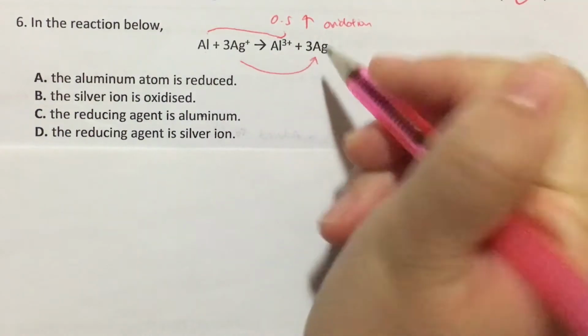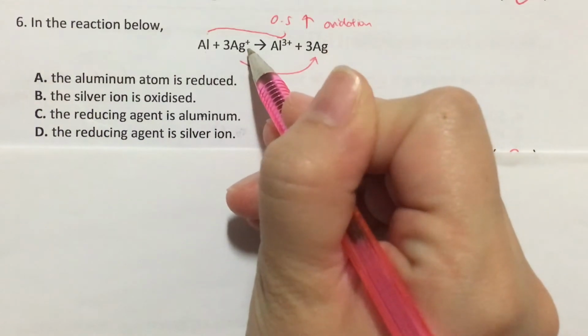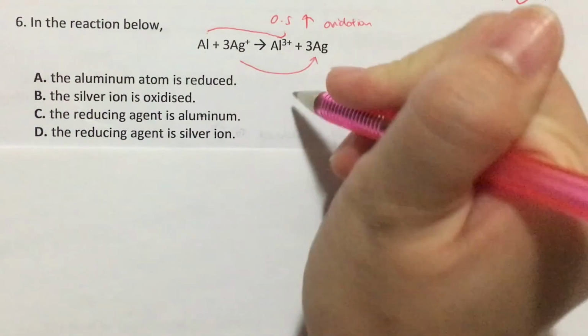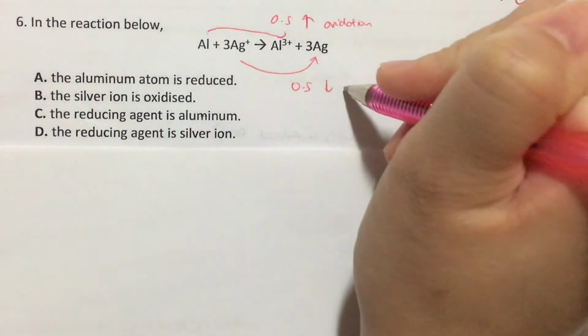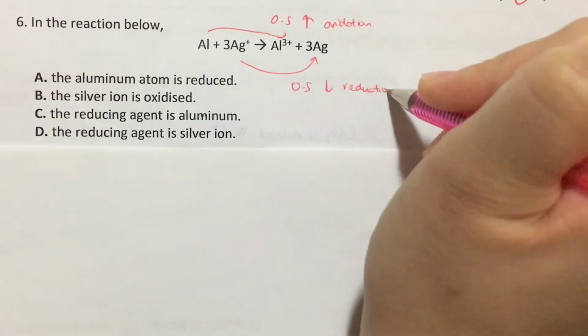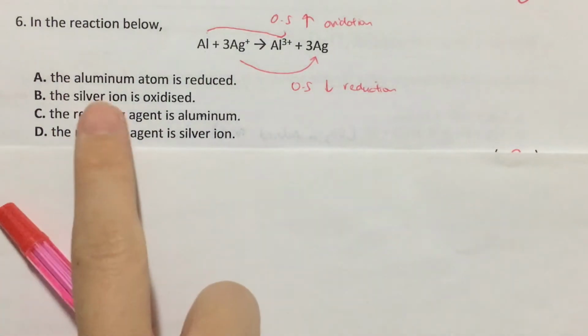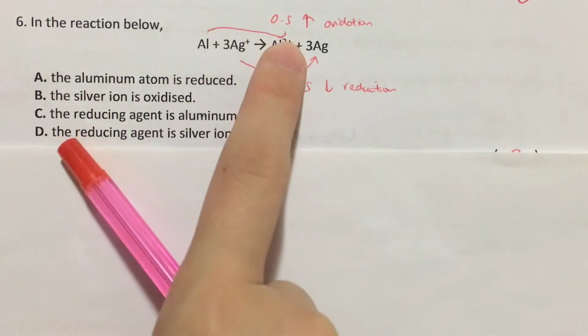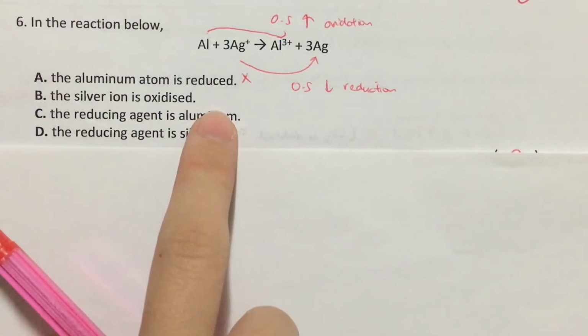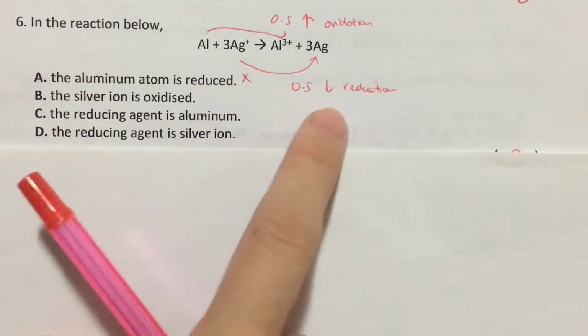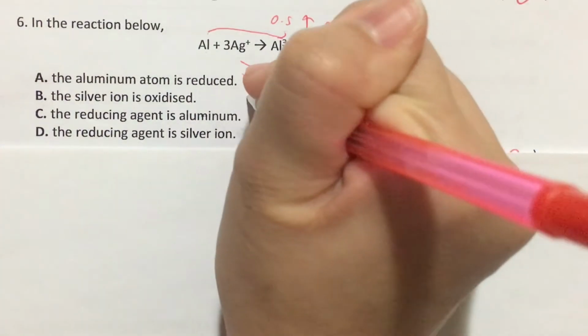For our silver, it has decreased from +1 to 0. So here our oxidation state has decreased, so this would be reduction. If we look at it, they say the aluminium atom is reduced. No. The silver ion is oxidized. Silver ion, no. Silver ion is being reduced.